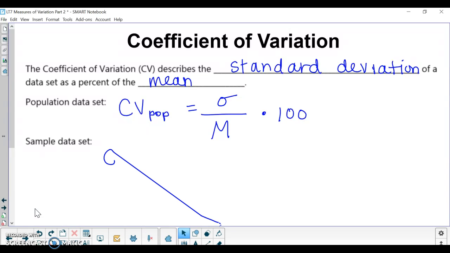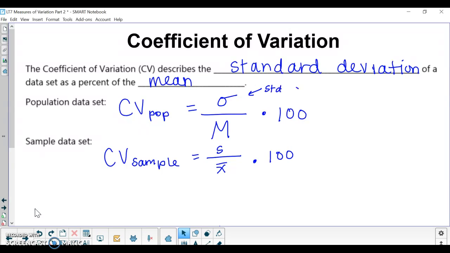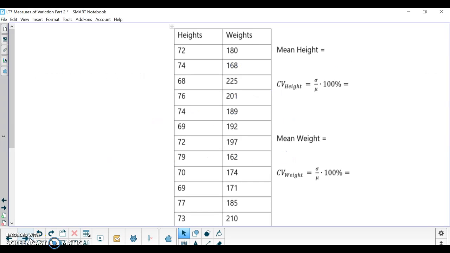Same thing for samples, so coefficient of variation of a sample, except our standard deviation symbol is the lowercase s divided by x bar for your mean, multiplied by 100, so that's standard deviation divided by mean. We use these to compare two different data groups to see which one varies more. Okay, so we have the heights and weights of a basketball team. We're trying to find which one is more variant.